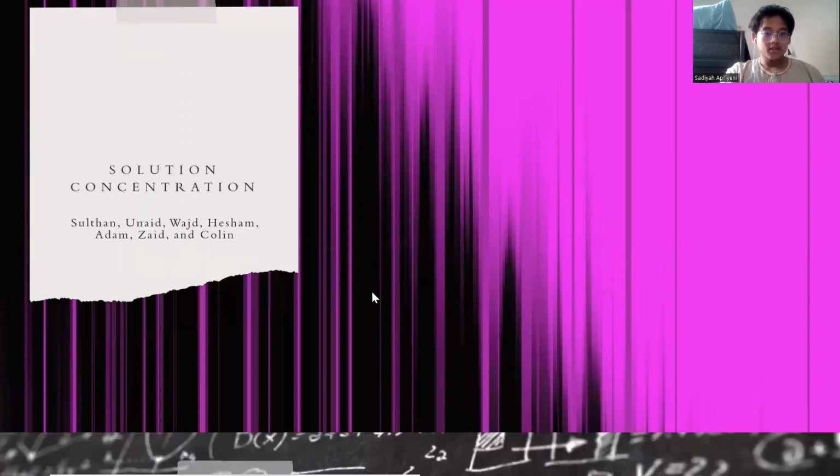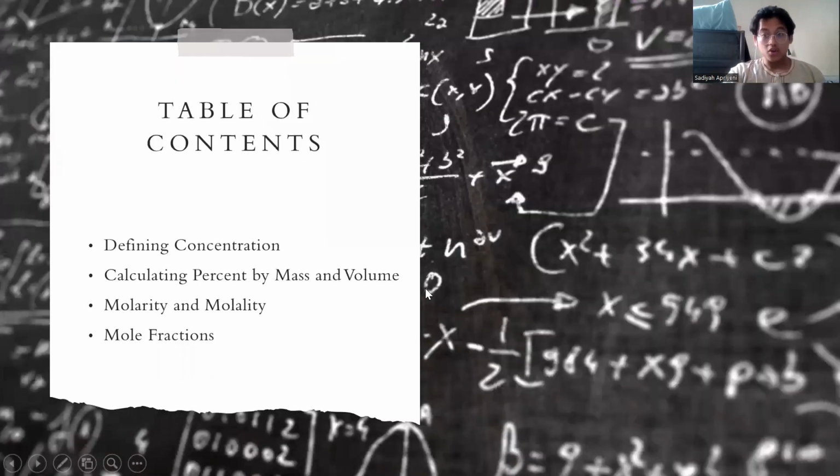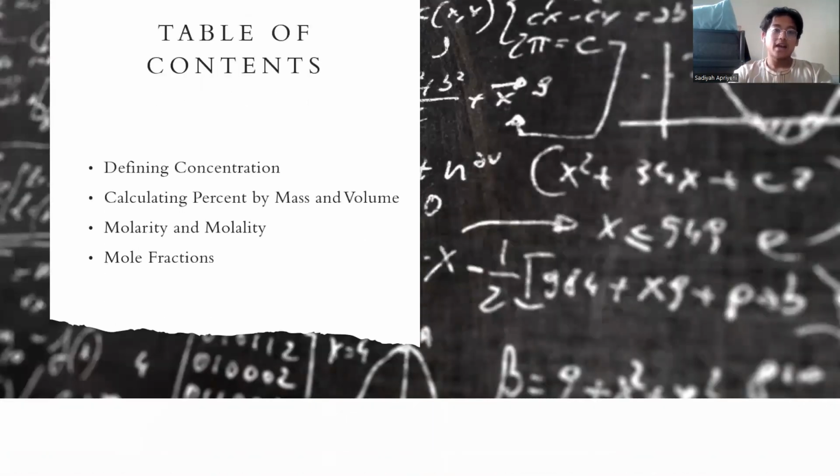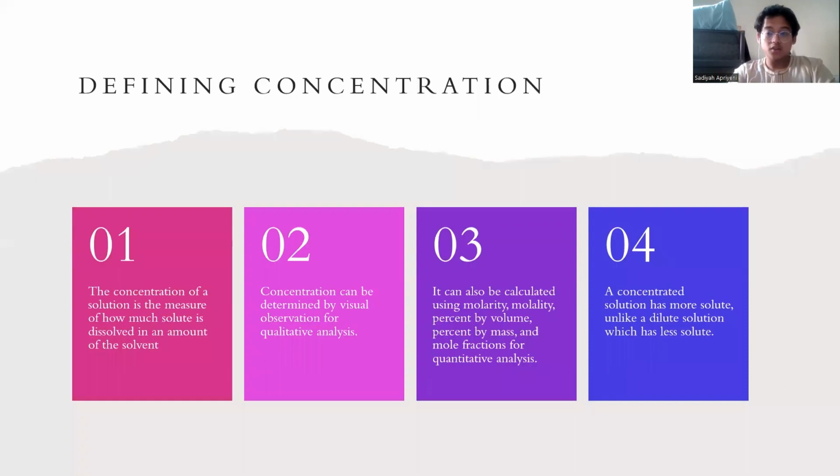So in this lesson, we will be covering defining a concentration, calculating percent by mass and volume, molarity and molality, and obviously mole fractions. Now let's start off with defining a concentration. What is a concentration? First and foremost, the concentration of a solution is a measure of how much solute is dissolved in an amount of solvent.